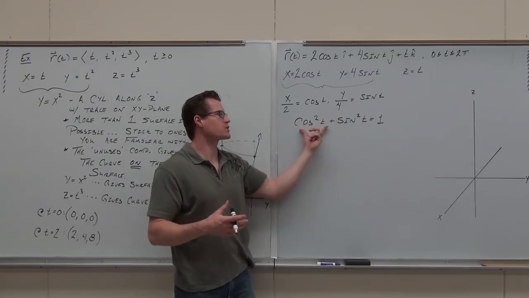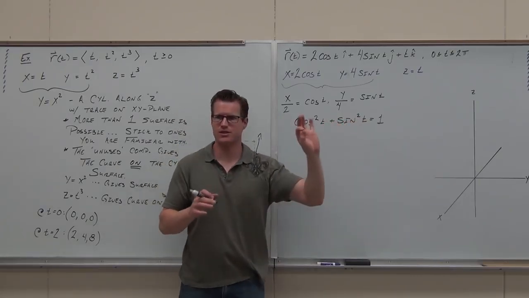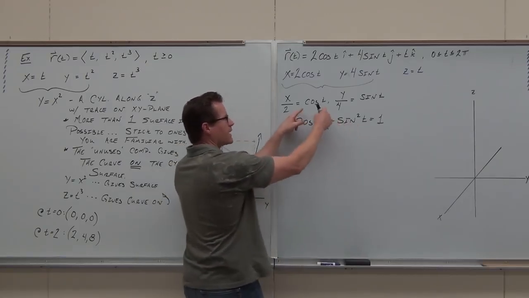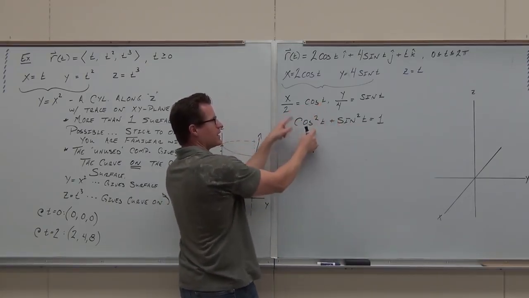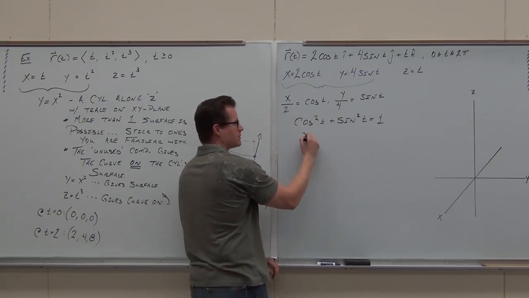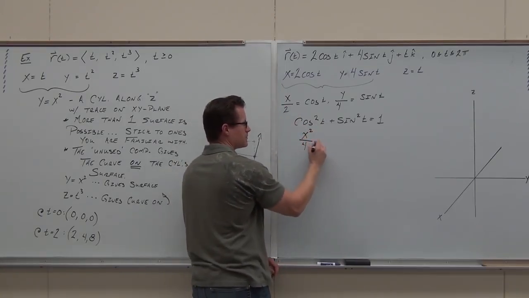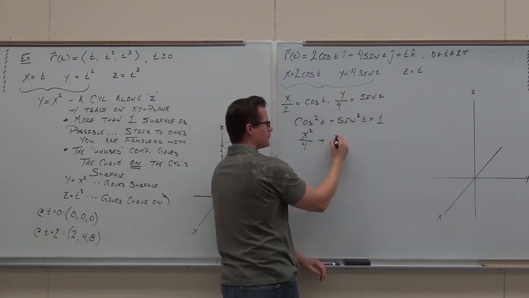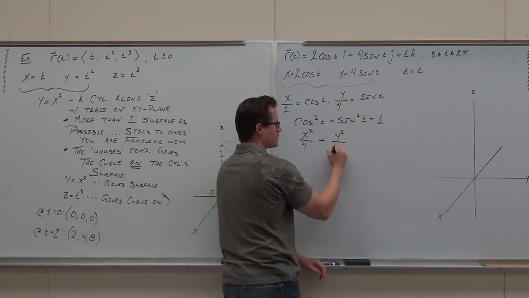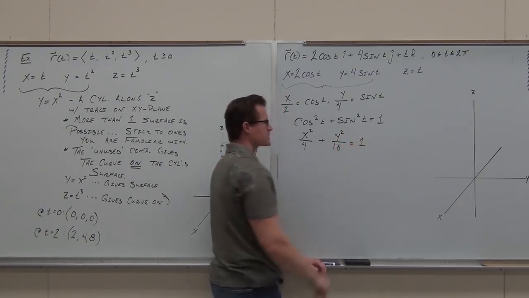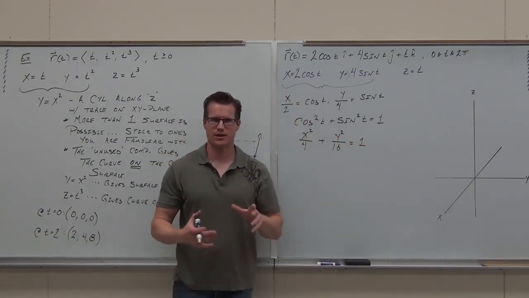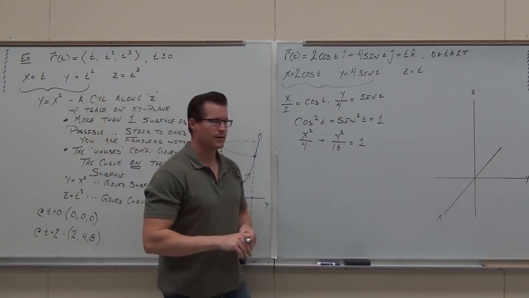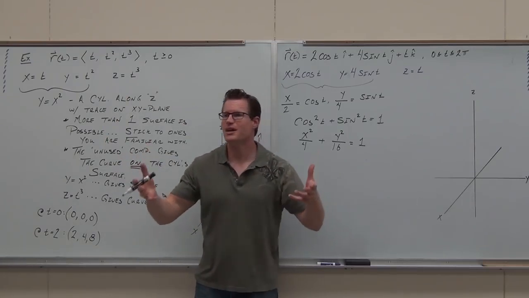But I also know that cosine squared plus sine squared, as long as you have the same parameter, always equals 1. Which means I can take my cosine and substitute x over 2 for it. I can take my sine and substitute y over 4 for it. Now I've done some math here, I actually squared it, but you see where the x squared over 4, y squared over 16 comes from. Show of hands if you do feel okay with that one.